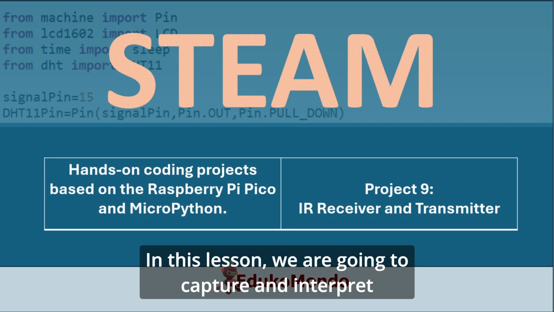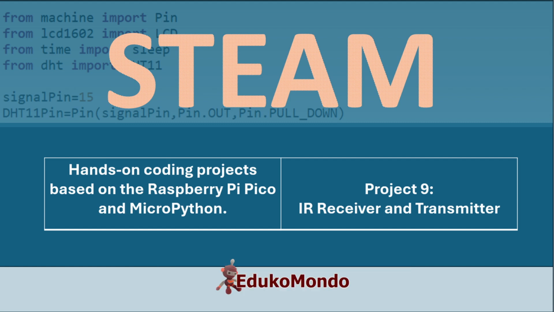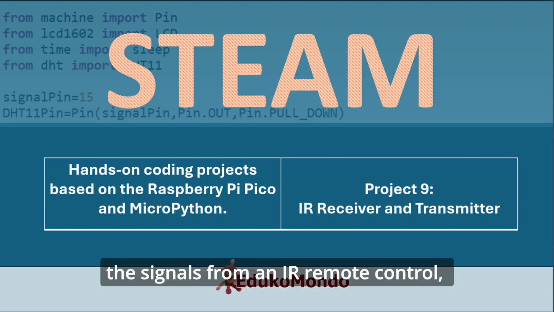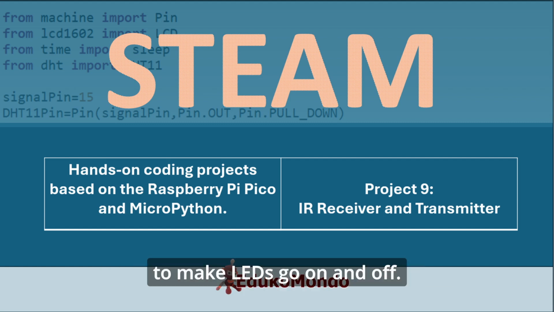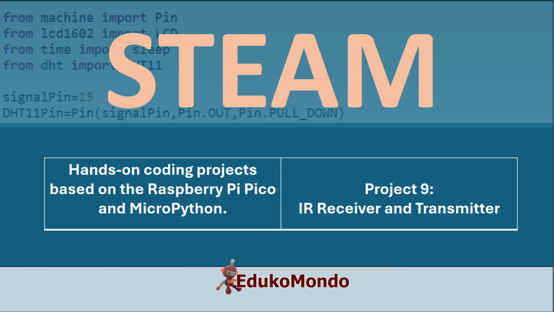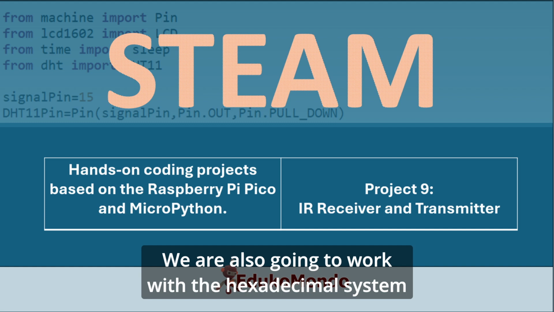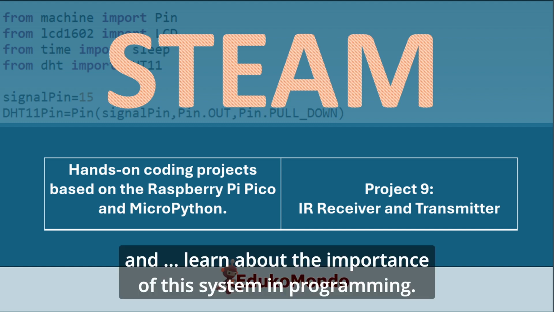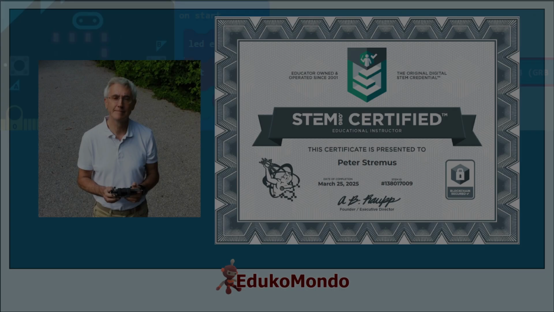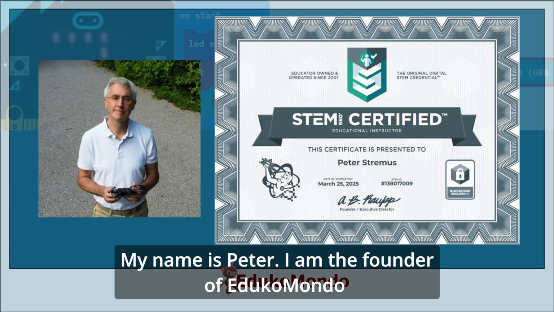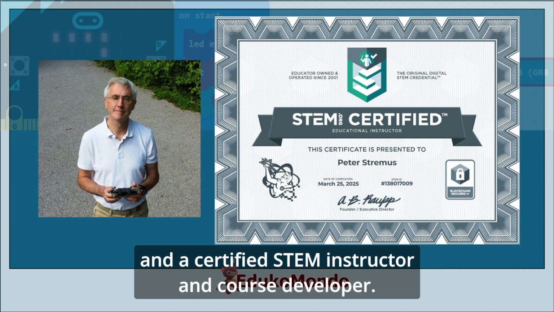In this lesson, we are going to capture and interpret the signals from an infrared remote control to make LEDs go on and off. We are also going to work with the hexadecimal system and learn about the importance of this system in programming. My name is Peter. I am the founder of Educomondo and a certified STEM instructor and course developer.